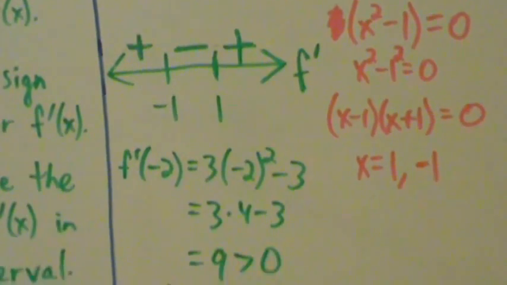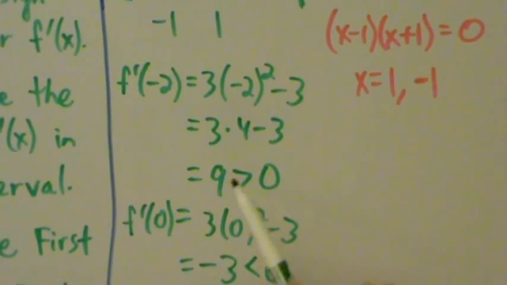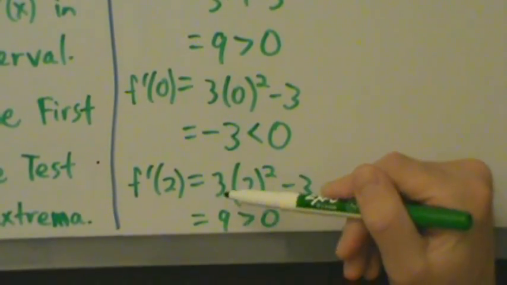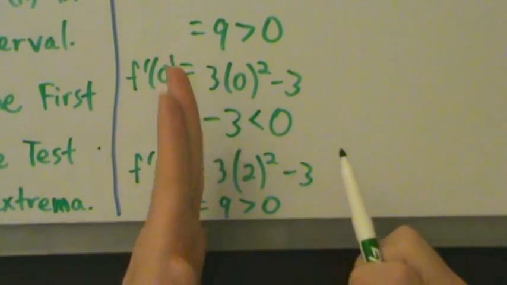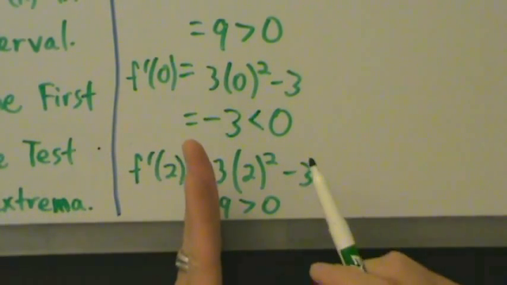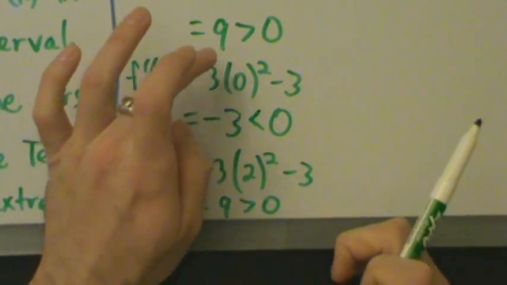Okay, so first I want to point out, if you're wondering, is there any significance to this is 9, this is negative 3, this is 9 again. Is there any significance to what these numbers are? No, not really. It's just kind of a measure of how steep the function is.